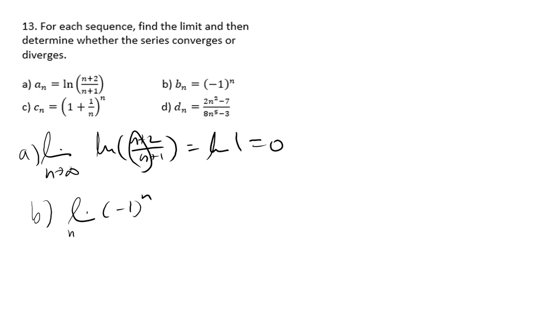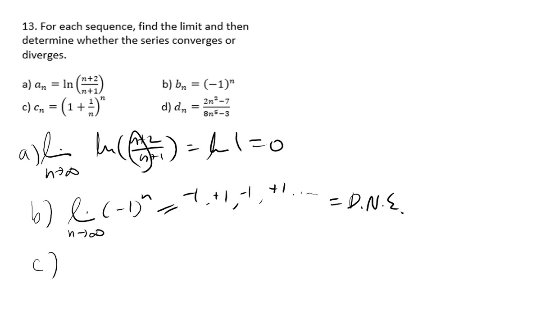Well, this just alternates between 1, negative 1, 1, negative 1, positive 1, negative 1, positive 1. If you plug in 1, when n is 1, it's going to be negative 1. When n is 2, it's going to be positive 1. When n is 3, it's going to be negative 1. And it just alternates between these two values, so this does not exist.